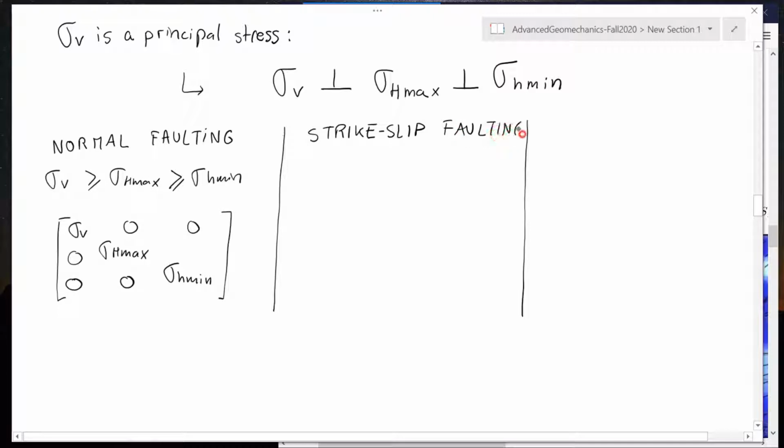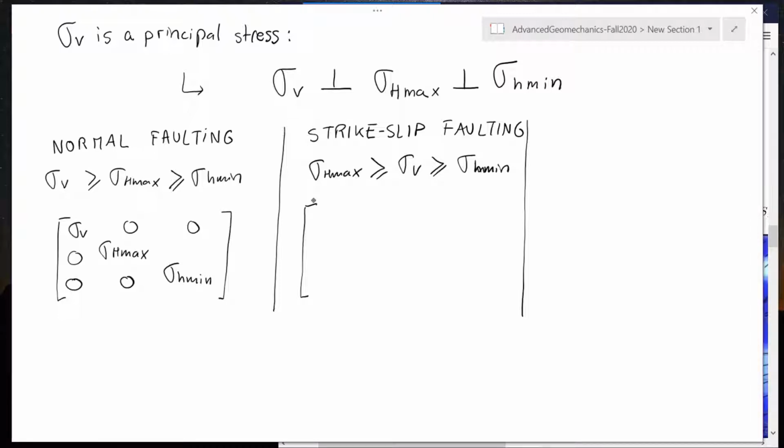And in this case, the intermediate stress is the vertical stress, and the maximum and the minimum are horizontal stresses. Now you may start wondering, how is it possible that horizontal stresses are higher than vertical stress? It is totally possible, and we'll see that in a minute. What is the reason for that?